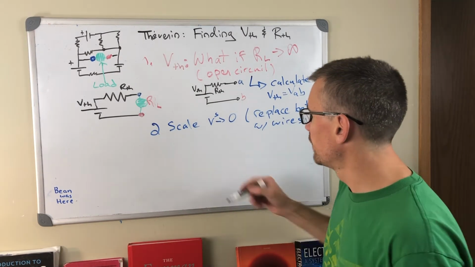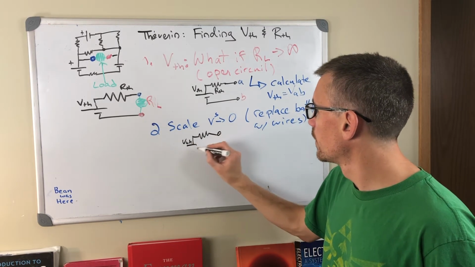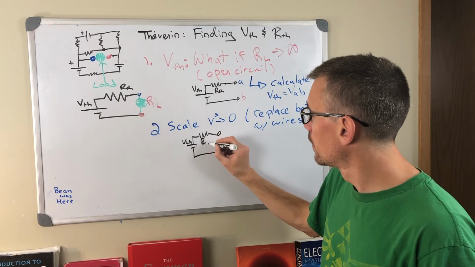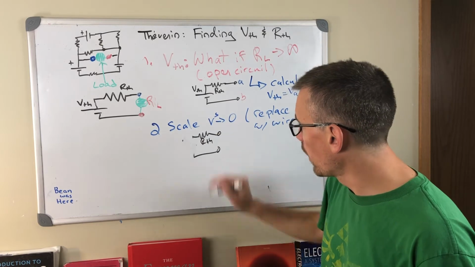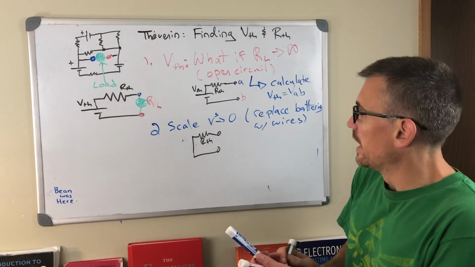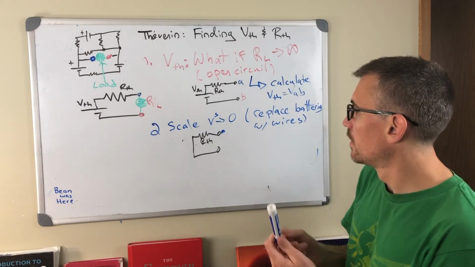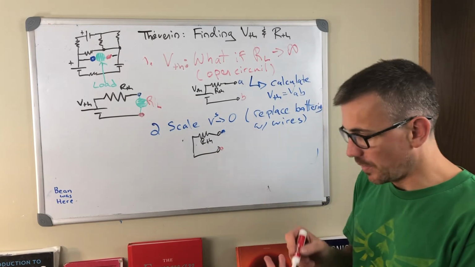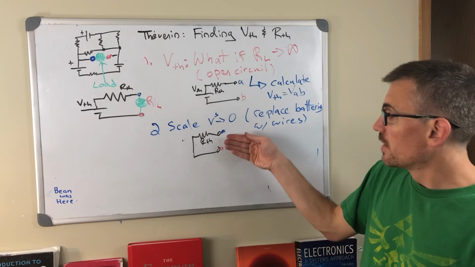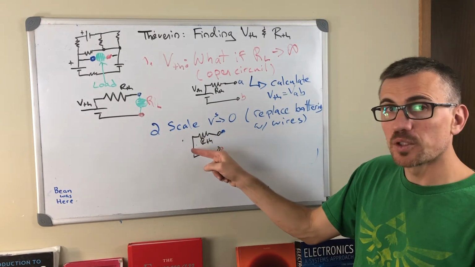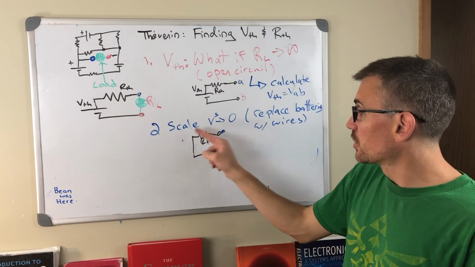I have a V-Thevenin, and I have R-Thevenin, but now I've replaced that with a wire. I've scaled everything down to 0, and I want to look at the resistance between these 2 points. Whatever resistance I measure, I've removed the load and scaled all the voltage sources down to 0. Remember, this thing is equivalent. What I've gotten is just R-Thevenin.